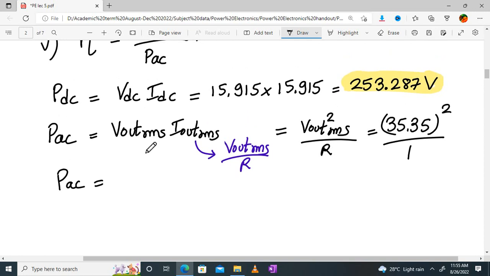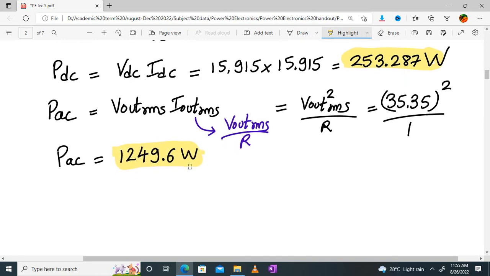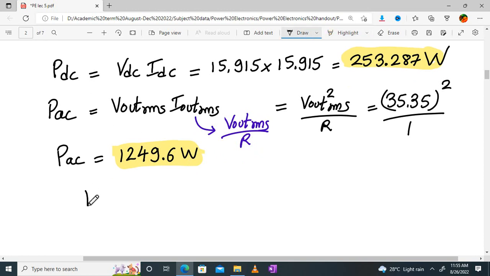ये इधर PDC में गड़बड़ है थोड़ा ना. What is wrong? It's not volt, it's watts, it's power. So this is how much? 1, 2? Approximately we can approximate because it is 1000 के ऊपर. So decimal point only 1 is sufficient. Now what will be efficiency? Rectification efficiency. PDC upon PAC into 100.